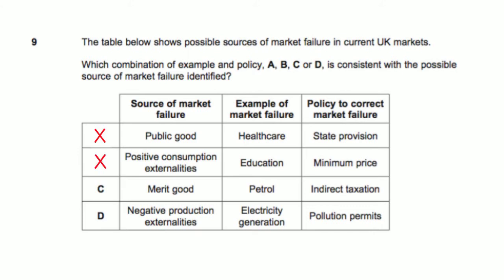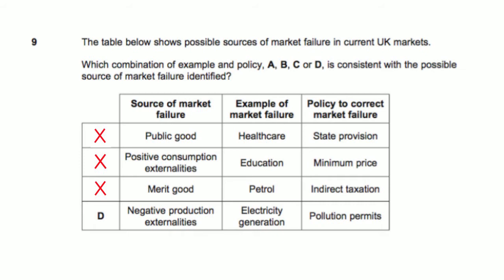Choice C has the source of market failure as merit goods, and the example they use is petrol, and petrol is not an example of a merit good. A good example of a merit good would be education. Therefore, C is also wrong. So, option D must be the correct answer for this question.